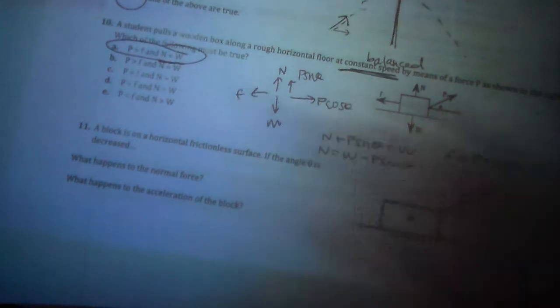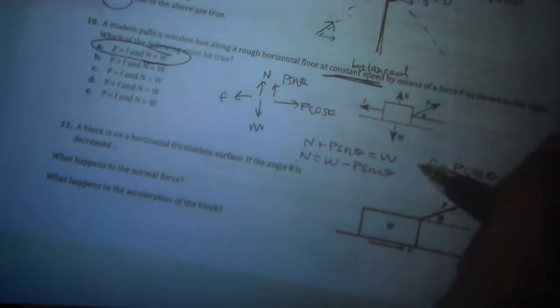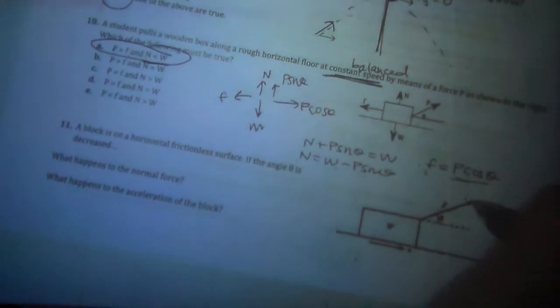But I knew that P was going to be greater than F because I know F is equal to P cosine. P cosine is only part of P, right? So if only part of P is equal to F, then the whole P will be more than that, because part is less than the whole. The whole will be bigger than the part.